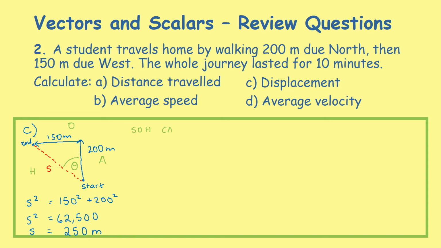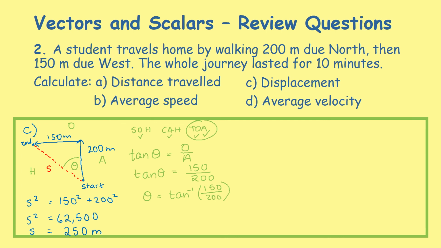So we have SOHCAHTOA. We want to tick the values we were given in the question, so our opposite and our adjacent. So we want to use tan for this question. Tan of our angle is equal to opposite over adjacent. So tan of theta is equal to, the opposite is 150 divided by our adjacent, which is 200. And now we want to rearrange this. So theta is the inverse of tan of 150 over 200.